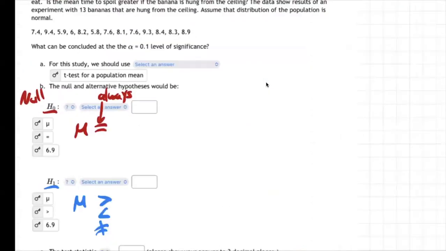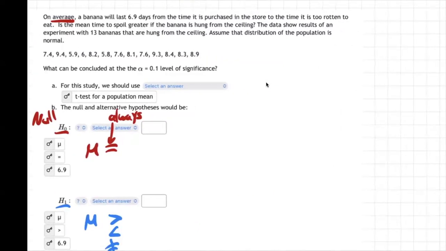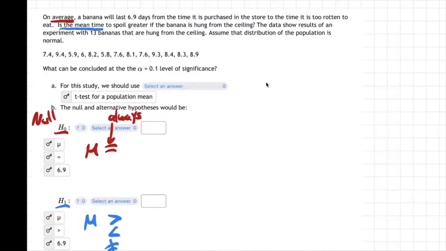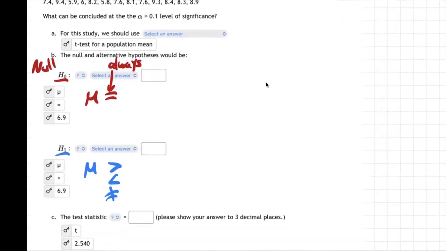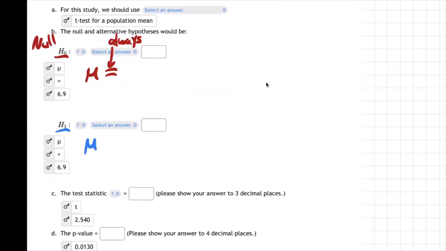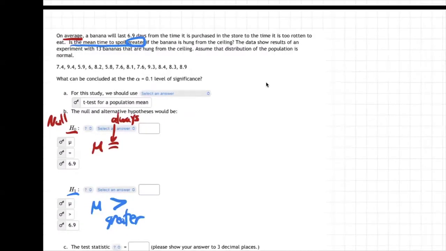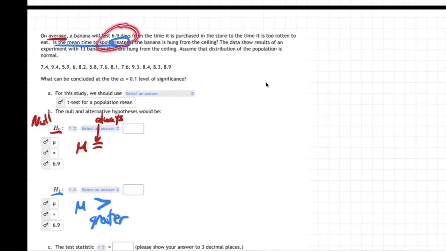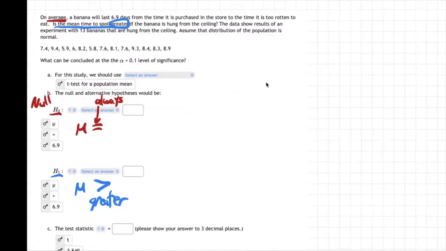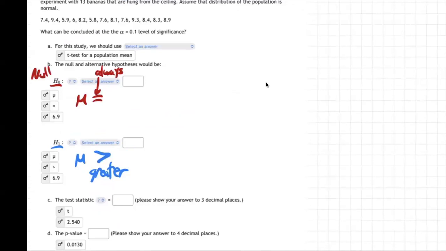What did you see? Did you see anything in the words that said greater, less, anything like that? Well, is the mean average time to spoil greater? There it is, greater. So there it is. Greater than what? Greater than 6.9, because that says on average bananas last 6.9 days. Is the average time greater if it's hung from the ceiling? Is it greater than 6.9?